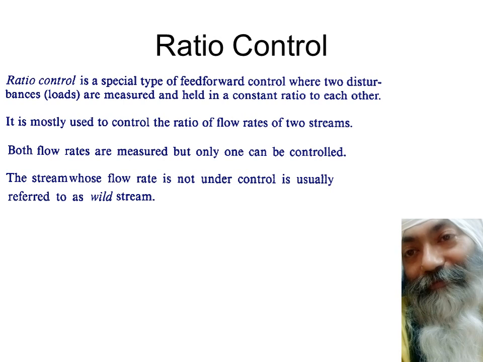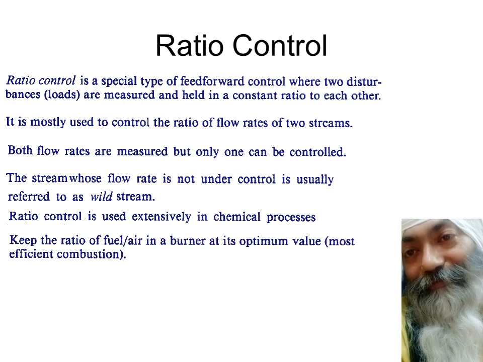We have a number of examples of processes where you make use of ratio control in industry as well as in many other applications. For example, you have the ratio of fuel to air in a burner. That ratio is to be kept constant. It's there in your domestic burners, your petrol engines, in boilers and so on. This ratio of fuel to air is kept at the optimal value where you achieve the maximum efficiency of combustion by ratio control.